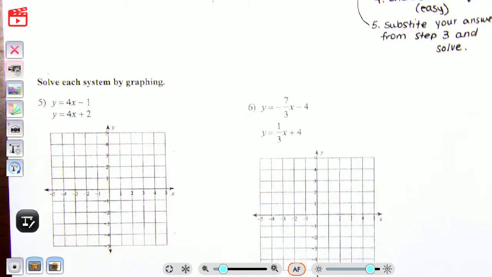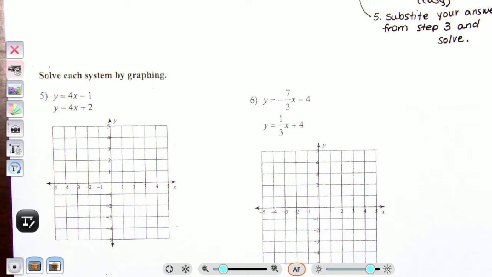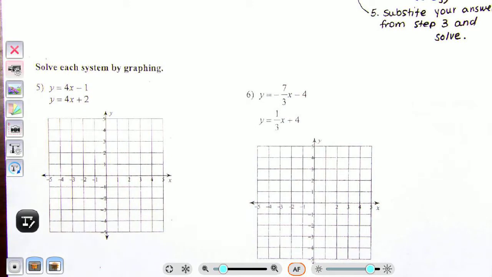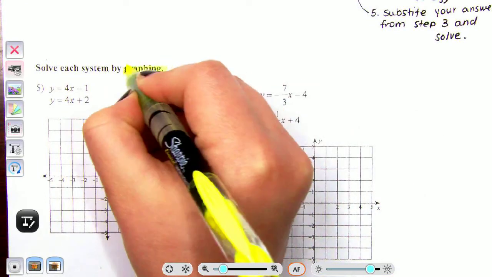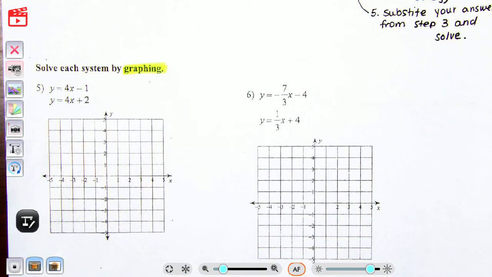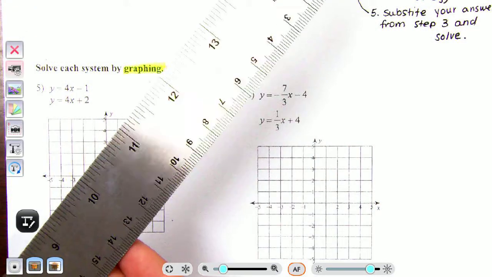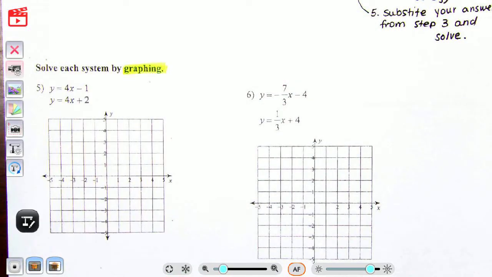Fractions want to be loved. They are our friend. So let's talk about fractions. Now, again, I'm going to take out a highlighter because I see a key word. Solve each system by graphing. So anytime you need to solve a system by graphing, you need a wonderful ruler. You must have a ruler for graphing.